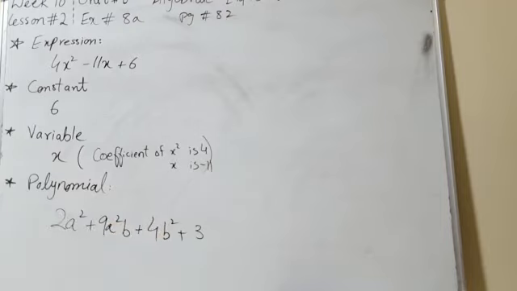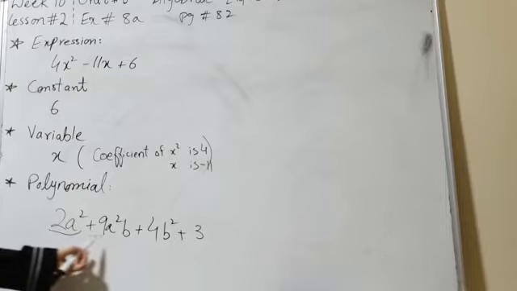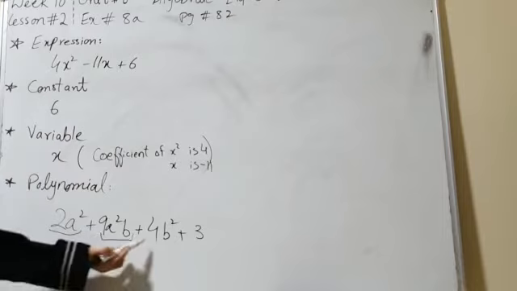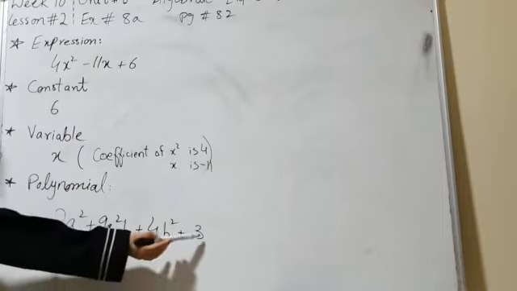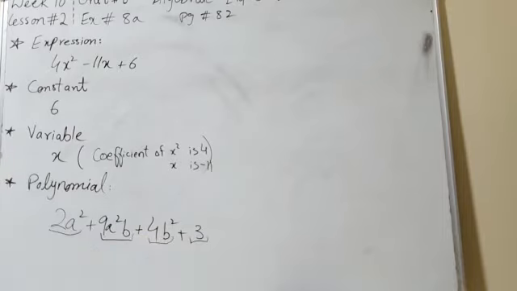Now these parts, each part like 2a square is called term. So each part which is separated by plus or minus sign is known as term, right? So how many terms are here? 4. Is it clear?